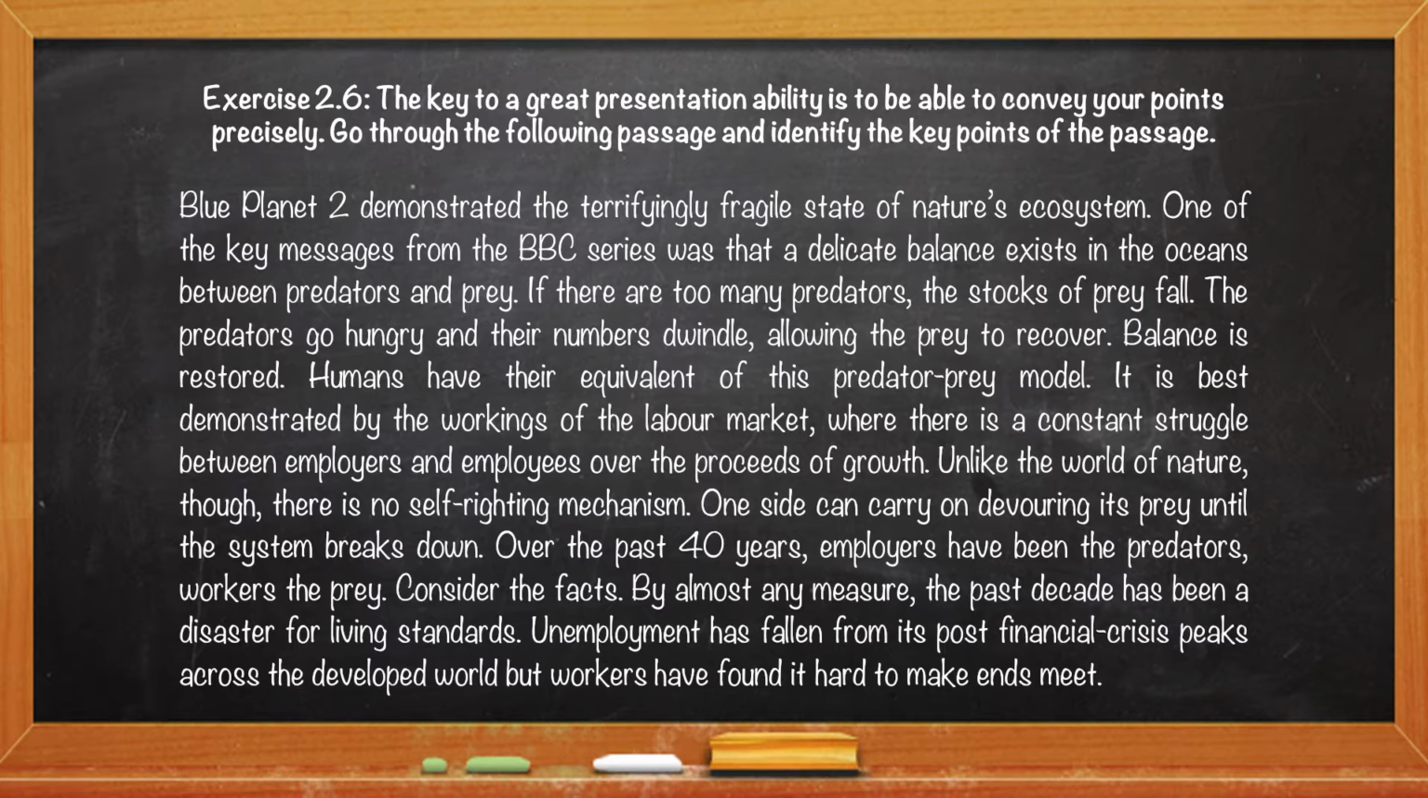One of the key messages from the BBC series was that a delicate balance exists in the oceans between predators and prey. If there are too many predators, the stocks of prey fall. The predators go hungry and their numbers dwindle, allowing the prey to recover. Balance is restored. Humans have the equivalent of this predator-prey model. It is best demonstrated by the workings of the labor market, where there is a constant struggle between employers and employees over the proceeds of growth.